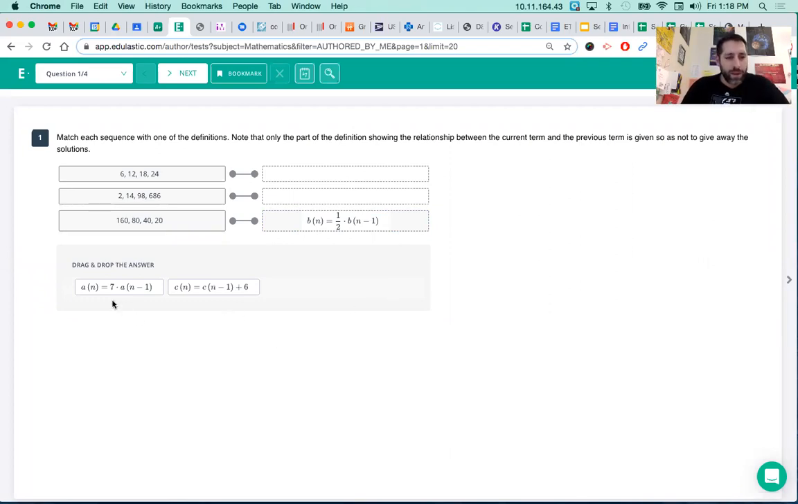Okay, all right. Let's see. The middle one, we were multiplying by 7. I think that's going to be this one here, multiplying by 7. And the first one, we were adding 6. That one goes there. And again, how these last two would be read, current term equals the previous term plus 6. That's what's happening in this sequence. The current term equals 7 times the previous term, which is what's happening in that middle sequence.